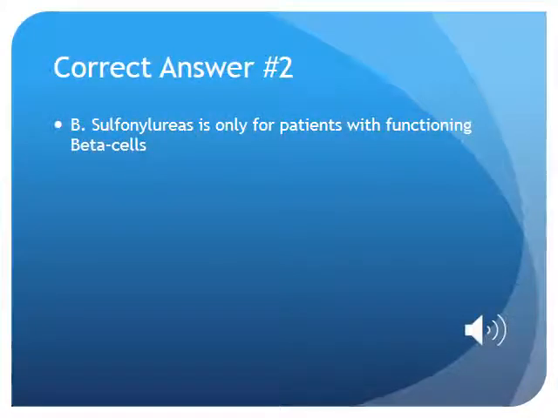The correct answer is B. Sulfonylureas is only for patients with functioning beta cells.